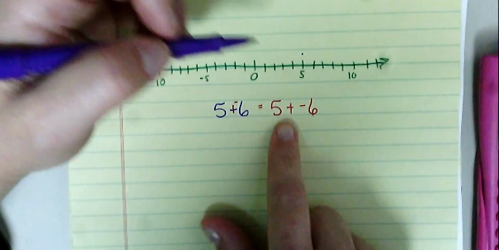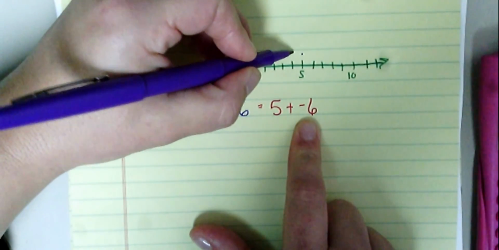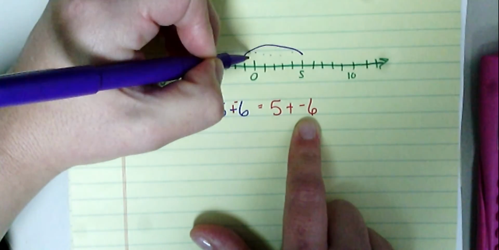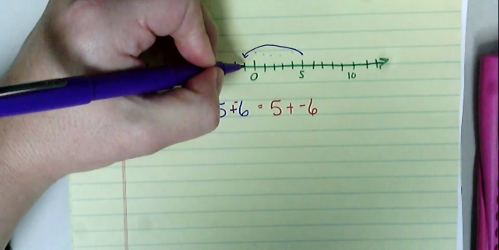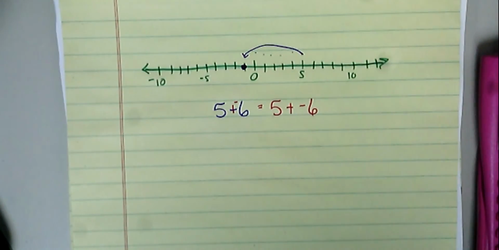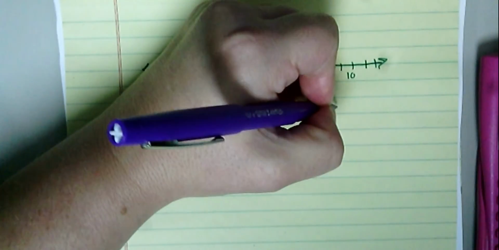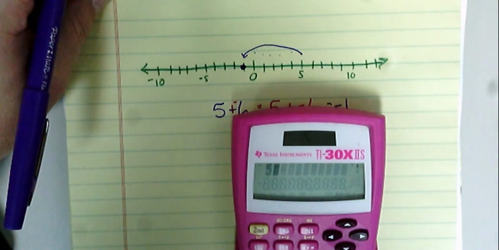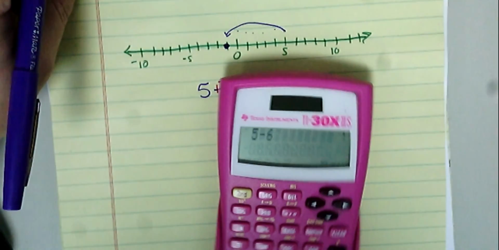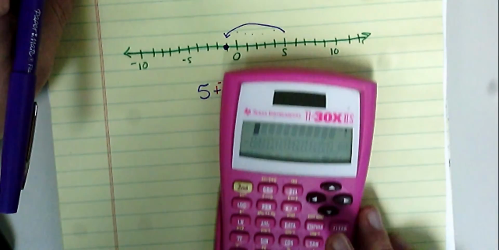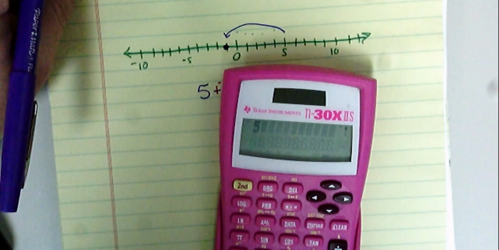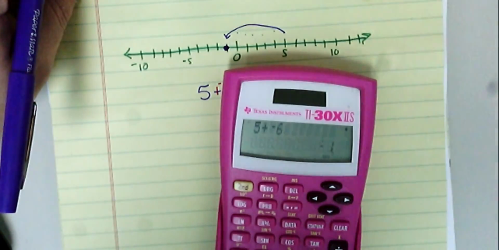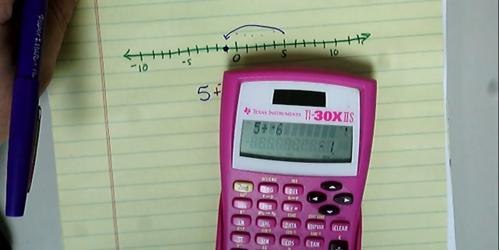So I start at 5 and I'm going to go back 6. So 1, 2, 3, 4, 5, 6. If I connect this, that means negative 1 is my answer. And I can check that: 5 minus 6 is negative 1. Or I could put in 5 plus negative 6, which also is negative 1. See, it works both ways.